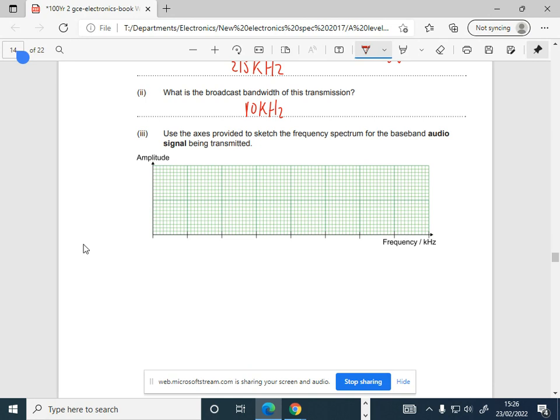Frequency spectrum. What is it? It's going to 5 kilohertz. 1, 2, 3, 4, 5. Yeah, so that's basically all that's saying, that there's audio for all of this bit. Yeah, audio for all of this bit here. Okay.